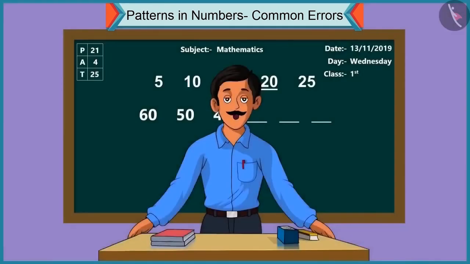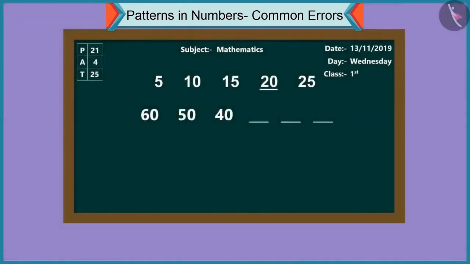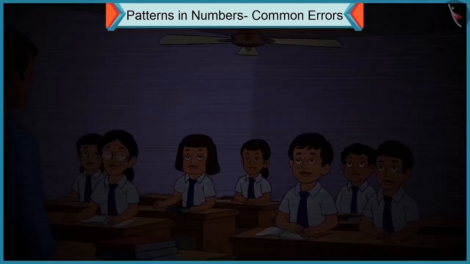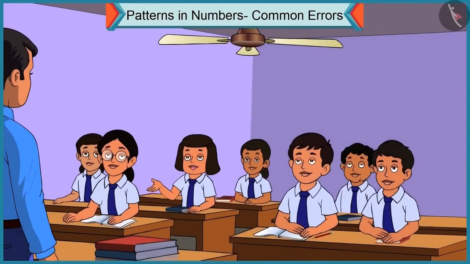Come, let us see the next pattern. Now, let's complete this pattern. To continue this pattern, after 40 comes 41, 42, 43. Oh no, look at this pattern carefully. As the pattern continues, the numbers are decreasing. Yes, here after 60 comes 50, and after 50 it's 40 written here. Sir, what is the pattern here?